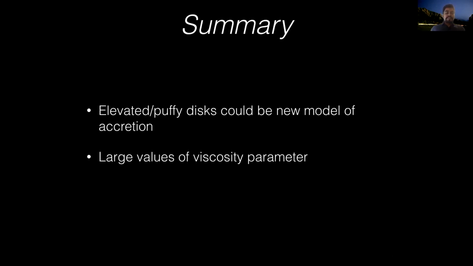So my summary slide here is that probably to stabilize the unstable Shakura-Sunyaev model, we need elevated or puffy disks, and also large values of the alpha viscosity parameter, which we find from these global MHD and GRMHD models. So with that, I would say thank you.